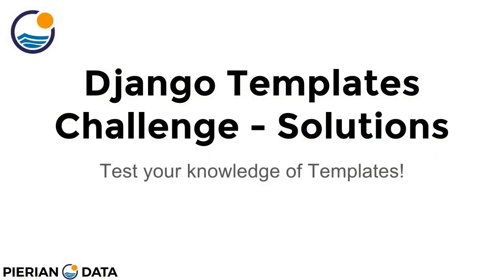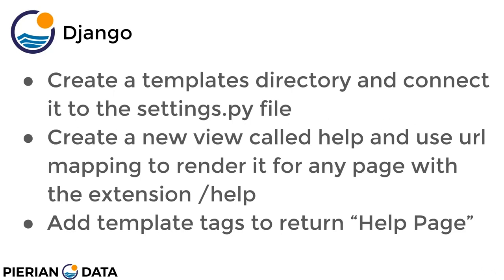Welcome back, everyone. In this lecture we'll be coding through the solutions for the Django templates challenge. Let's quickly review what we had to do. We wanted to create a templates directory and connect it to the settings.py file, so we'll tackle that first. Then we wanted to create a new view called help and use URL mapping to render it for any page with the extension /help. And then we wanted to add template tags to return something like help page. Okay, let's jump to the Atom text editor and accomplish all these tasks.